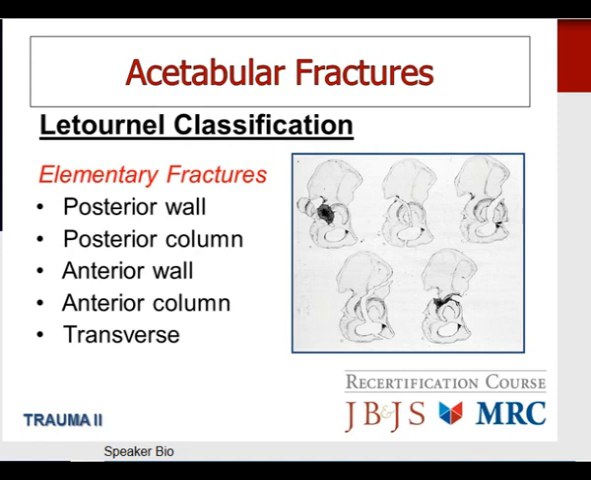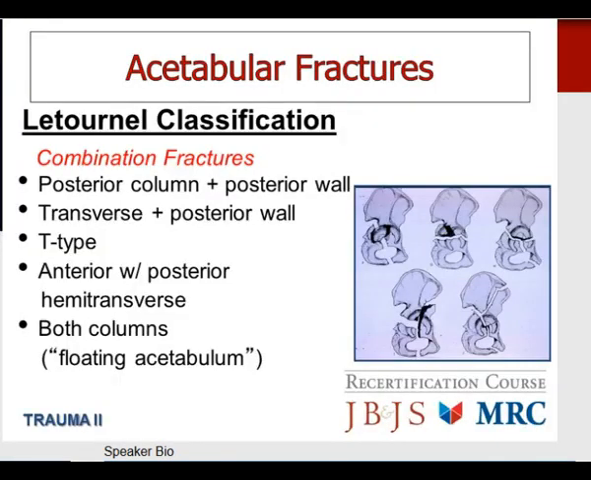The Letournel classification system for acetabular fractures is important as it does have both therapeutic and prognostic significance. It's divided into 5 simple or elementary fractures and 5 combination or associated fractures. The elementary fractures include the posterior wall fracture, which is the most common type of all acetabular fractures, the posterior column fracture, the anterior wall fracture, which is quite rare, the anterior column fracture, and then the transverse or transtectal fracture, which has the hallmark of involving both the anterior and the posterior columns of the acetabulum.